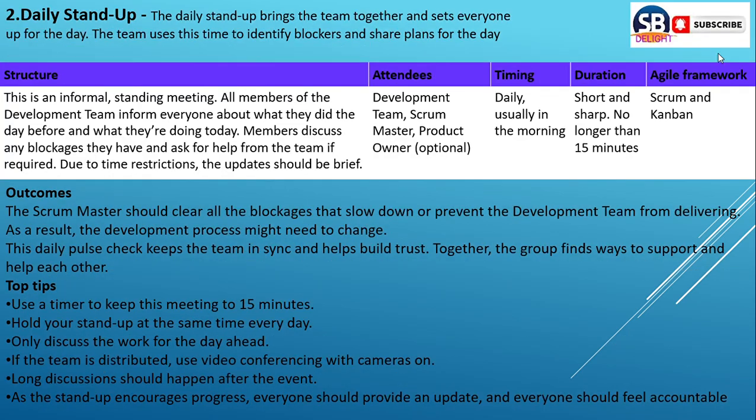Let's see the second one. Daily stand up means the daily stand up brings the team together and sets everyone up for the day. The team uses this time to identify blockers and share the plan for the day, like the structure. This is an informal standing meeting where the development team informs everyone what they did before and what they are doing today. These are all the things they will discuss in the structure, like members' discussion and blockers. They can ask for help from the team if required.